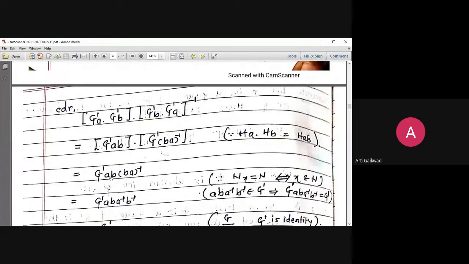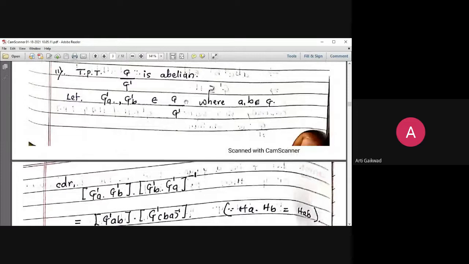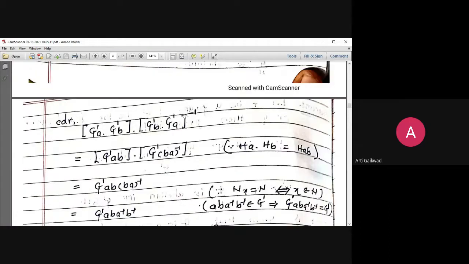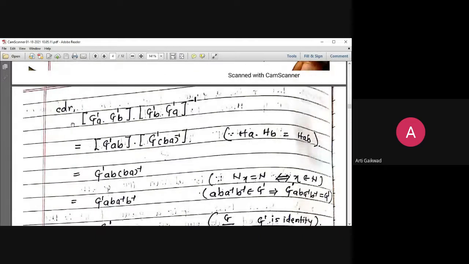Okay, we have to prove that this factor group is abelian. हे प्रूव्ह करायचं आपल्याला. आणि या ग्रुपची आयडेंटिटी काय? या फॅक्टर ग्रुपची आयडेंटिटी G dash. व्हेरी गुड. जो नॉर्मल सब ग्रुप असतो त्या फॅक्टर ग्रुपची आयडेंटिटी असते. Now for this one we consider that G dash A into G dash B whole bracket multiply with G dash B into G dash A inverse. Okay, why we are going to consider this? शेवटी कळेल तुम्हाला.